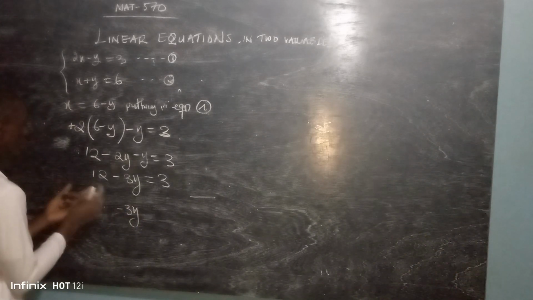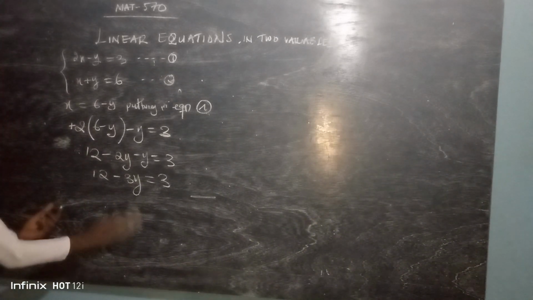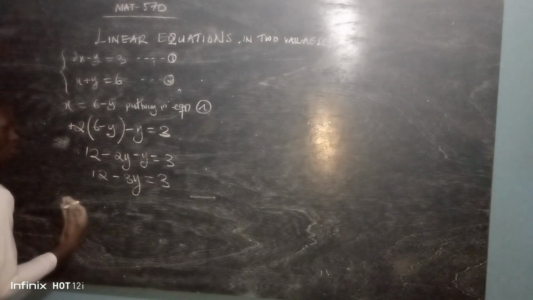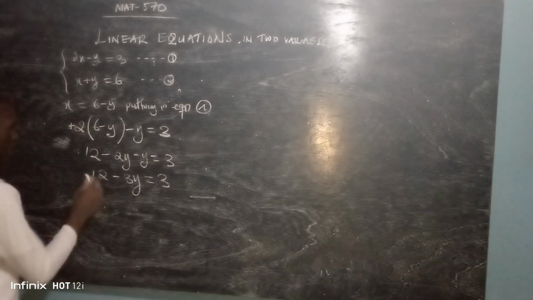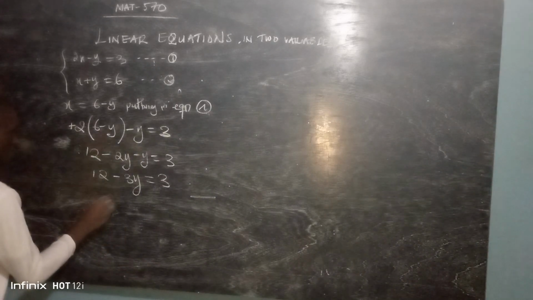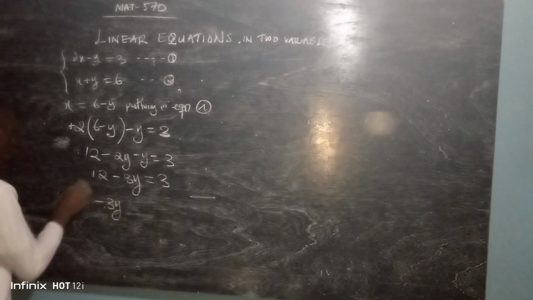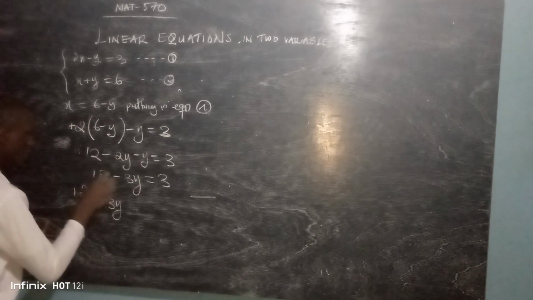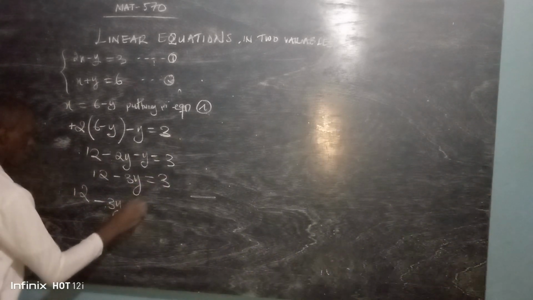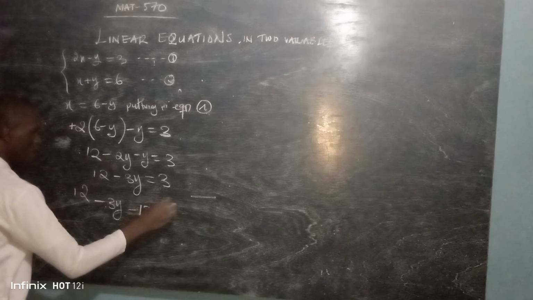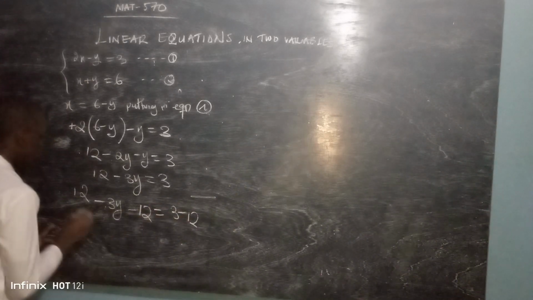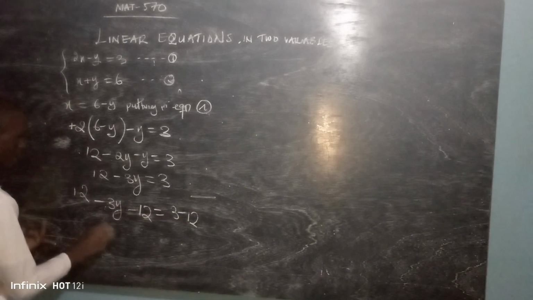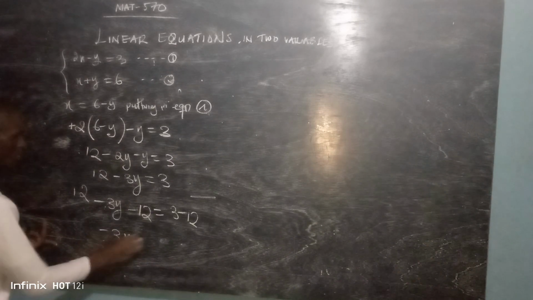And then since I want to solve for y, right, in that case, what am I going to do? I'm going to send all the other terms to the right hand side. First of all, I have 12 minus 3y. So I'm going to subtract 12 from both sides since I want to send 12 that way. Minus 12 equals what? 3 minus 12. So 12 minus 12 is 0. So I have basically negative 3y equals what?